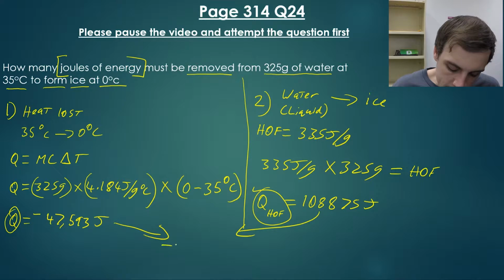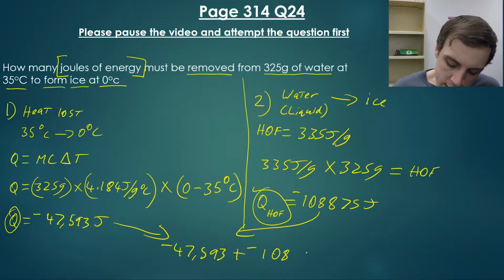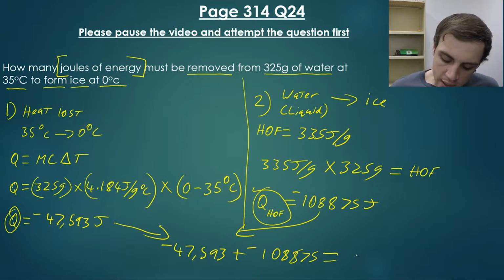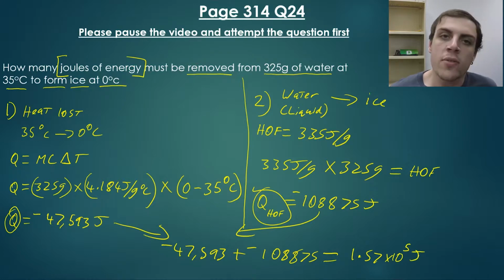Now we need to add these two values together in order to get an accurate number. We have negative 47,593 plus negative 108,875, and that gives us a grand total of 1.57 times 10 to the 5 joules of energy.